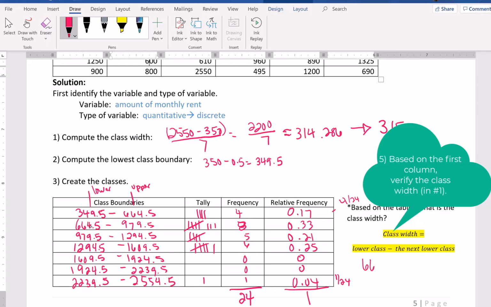So you take 664.5 minus 349.5, equaling 315. That would be your class width. If you had a table like this, that's how you could figure it out. Always use the lowers. Don't go from lower to upper. It would work in this case, but like I said, in other books it will not. So I would just follow this formula.